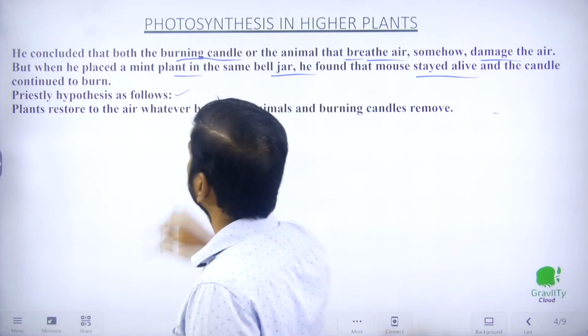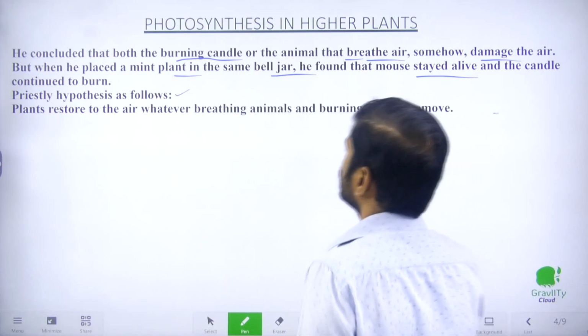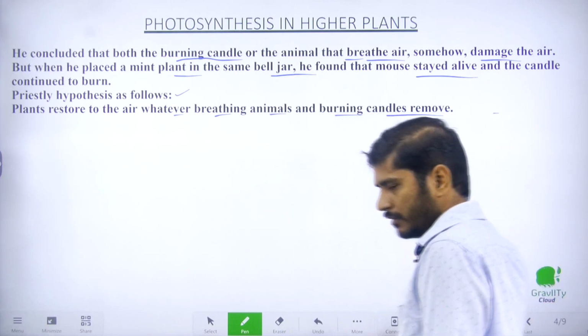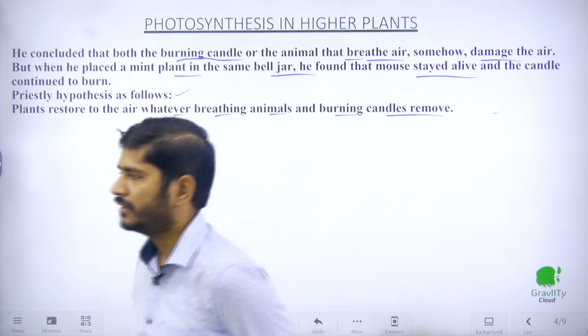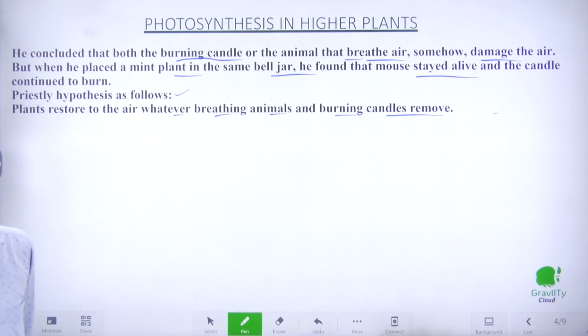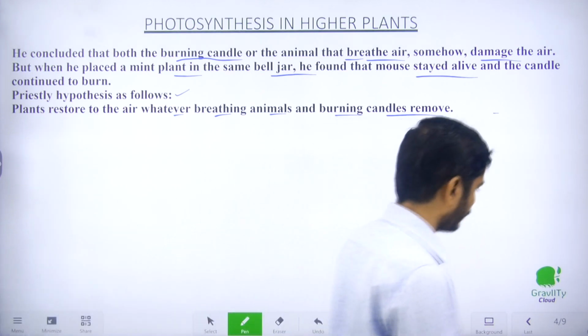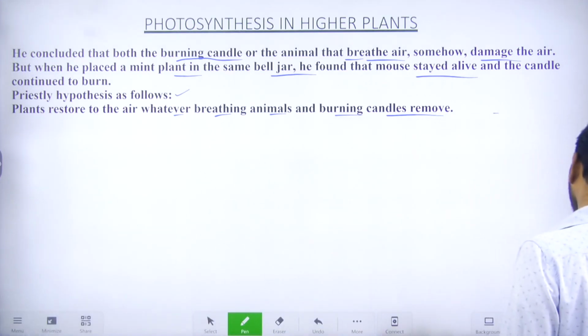Now Priestley's hypothesis: plants restore to the air whatever breathing animals and burning candles remove. Plants are every day restoring something that is nothing but oxygen. Now we came to know that it is oxygen, right? So this is what.